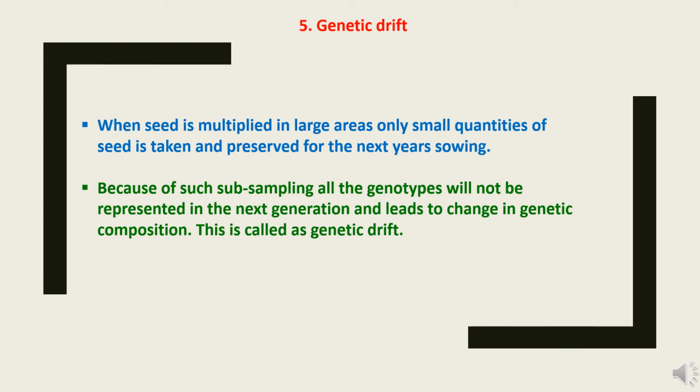Next factor of deterioration is genetic drift. When seed is multiplied in large areas, only a small quantity of seed is taken and preserved for the next year's sowing. Because of such subsampling, all the genotypes will not be represented in the next generation and this leads to change in genetic composition. This is called genetic drift.